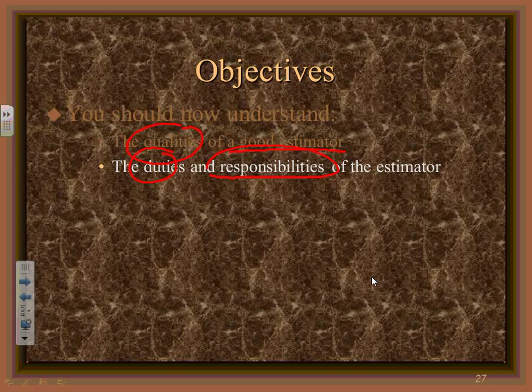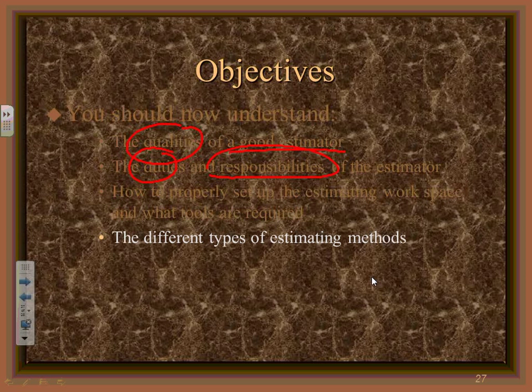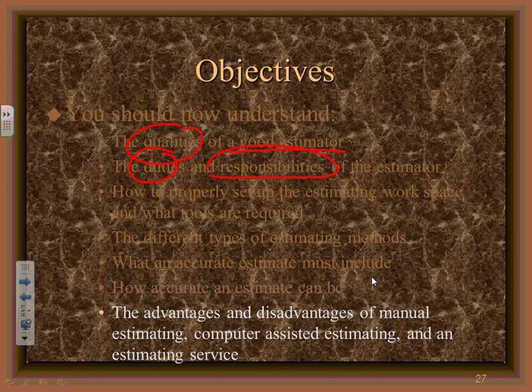So responsibilities and duties: set up the estimating workspace and the tools. We talked about the tools and the workspace that you need, and the different types of estimating methods that you need to use. Accuracy of the estimates, labor and material, how accurate an estimate can be, and the advantages and disadvantages of the manual and the computer service.